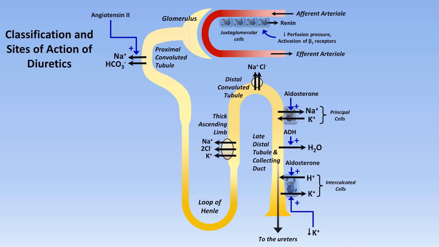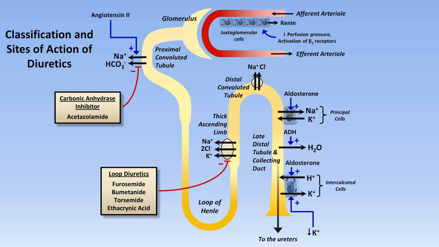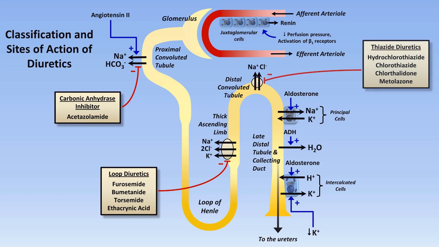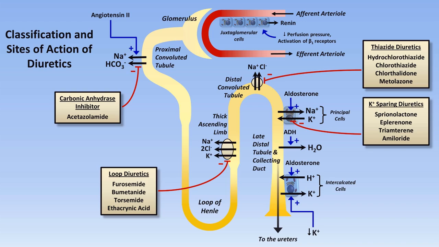Each place along the nephron where salt or water is reabsorbed has its own class of diuretic. In the proximal tubule, carbonic anhydrase inhibitors such as acetazolamide block here. The thick ascending limb is where loop diuretics such as furosemide and bumetanide act. The thiazide diuretics like hydrochlorothiazide and metolazone act in the distal convoluted tubule. And the so-called potassium-sparing diuretics like spironolactone block sodium reabsorption in the principal cells.